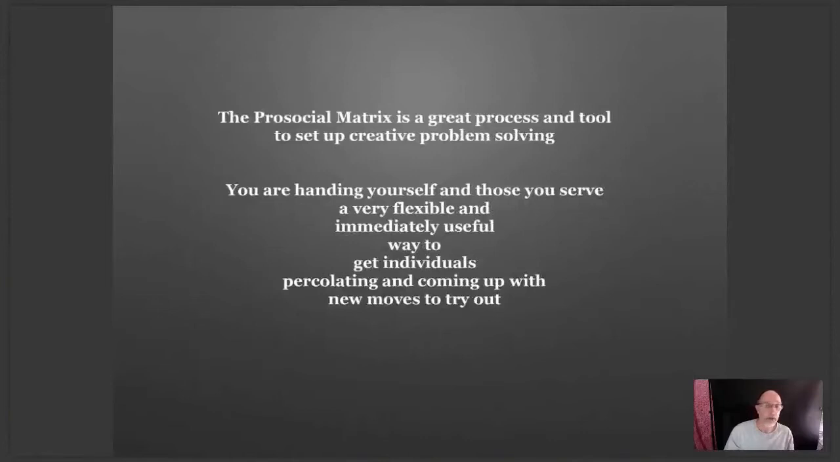So, the pro-social matrix is really a great process, and it's a tool that we can use to set up creative problem solving. And when you do that, you're really handing yourself and those you serve a very flexible tool, and it's immediately useful. And I mean right away. When I take it out and I show it to people, they really start using it right away. And it's a great way to get individuals what I call percolating, which is kind of like sitting back and taking stock and letting stuff come up for them and come up with new moves that they can go ahead and try out there in the world. And that's really what we're up to.